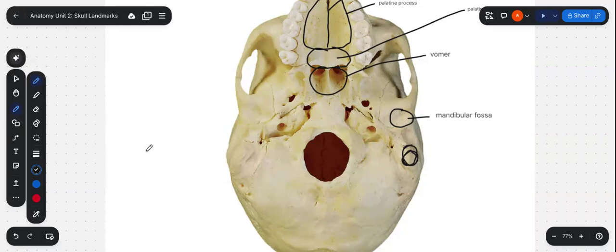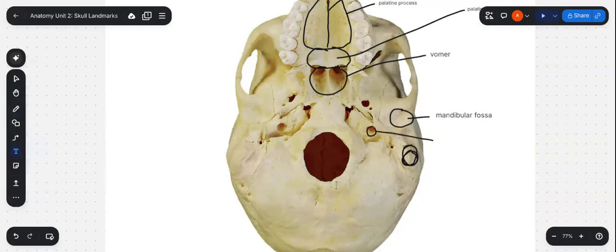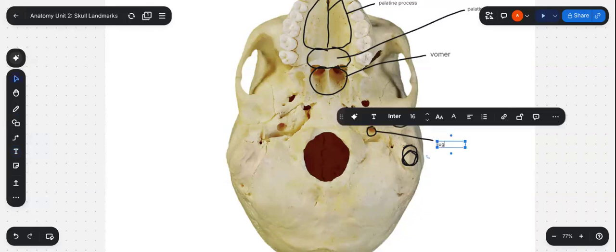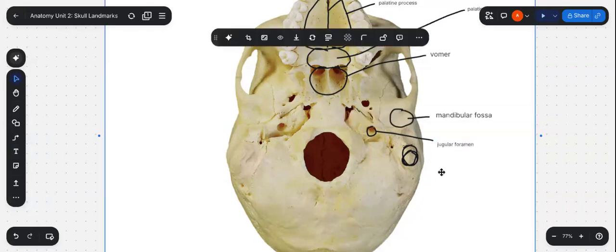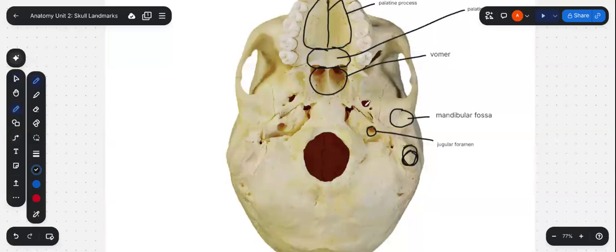Then you have your jugular foramen. The jugular foramen is going to be below, so it's going to be this here. And then above it, we're going to have the carotid foramen. So this hole over here. So it goes carotid and then jugular.